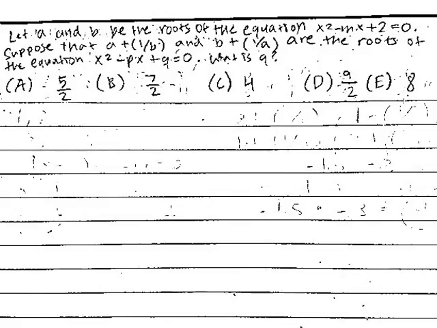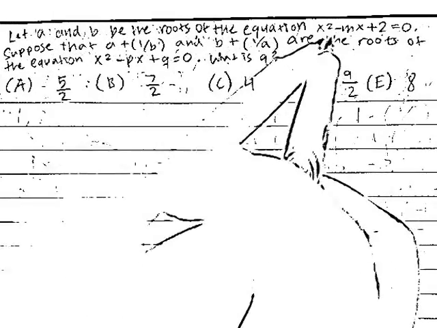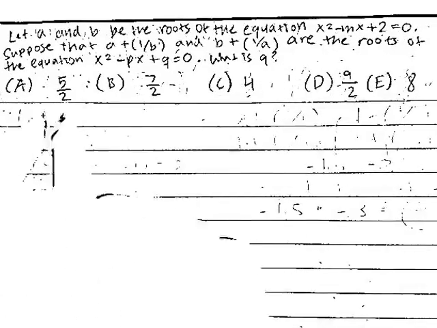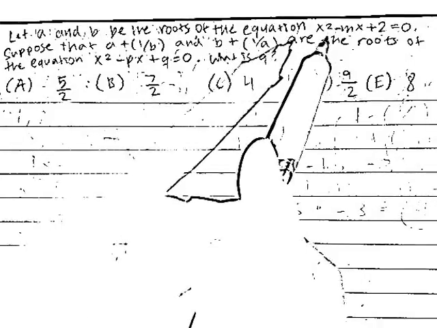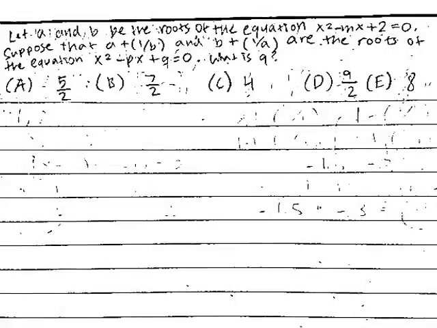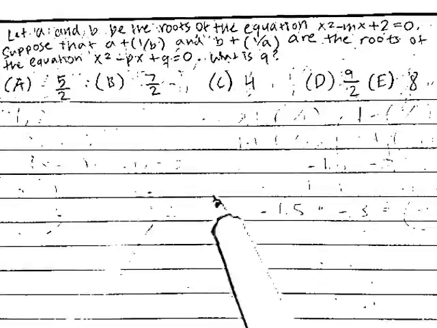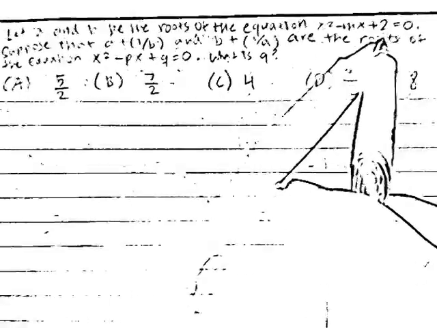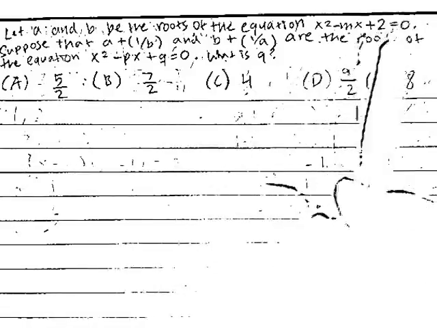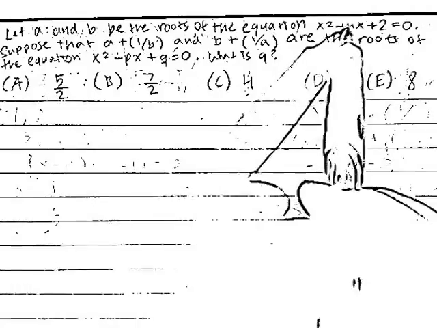It is actually quite simple because you know that a and b are the roots of the equation x squared minus mx plus 2 equals 0. And to find the solutions for x in any quadratic equation, you must factor it out. And you know that the two solutions multiplied together must equal this number, and the two solutions added together must equal this number.